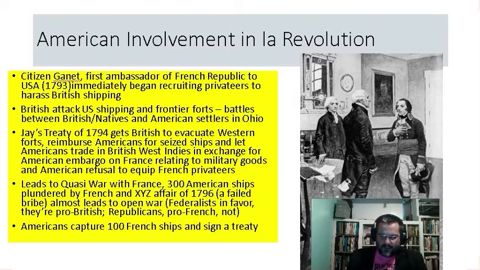Well, Thomas Jefferson was still president. His response, showing really no awareness of how economies work, was to pass the Embargo Act, which closed American ports to all British and French shipping. This, of course, had a disastrous effect on the American economy.